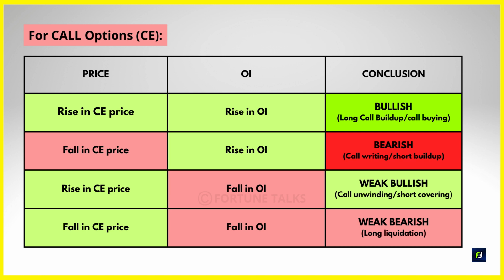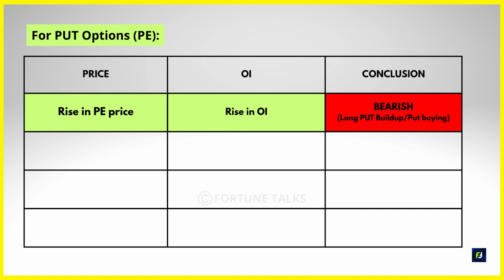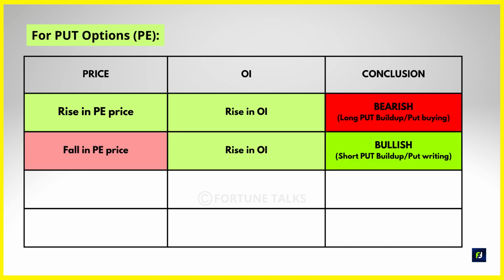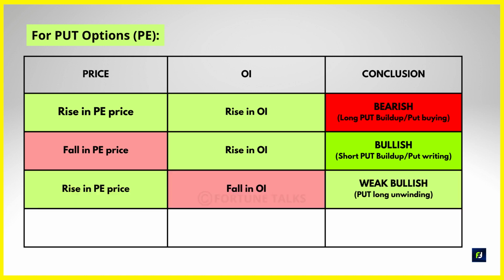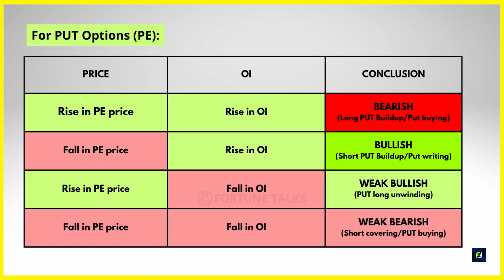Now let us discuss the same with the put side. A rise in put option price along with a rise in the open interest will indicate a long buildup in the put side, which in turn indicates a bearish sentiment. Further, a fall in the put option price but with a rise in the open interest indicates short buildup in the put side, which further indicates bullishness. The third scenario is where there is a rise in the put option prices but with a fall in the open interest. This is a result of put unwinding or long liquidation on the put side. And finally, a fall in the put option price along with a fall in the open interest will indicate a short covering or the possible start of put buying.